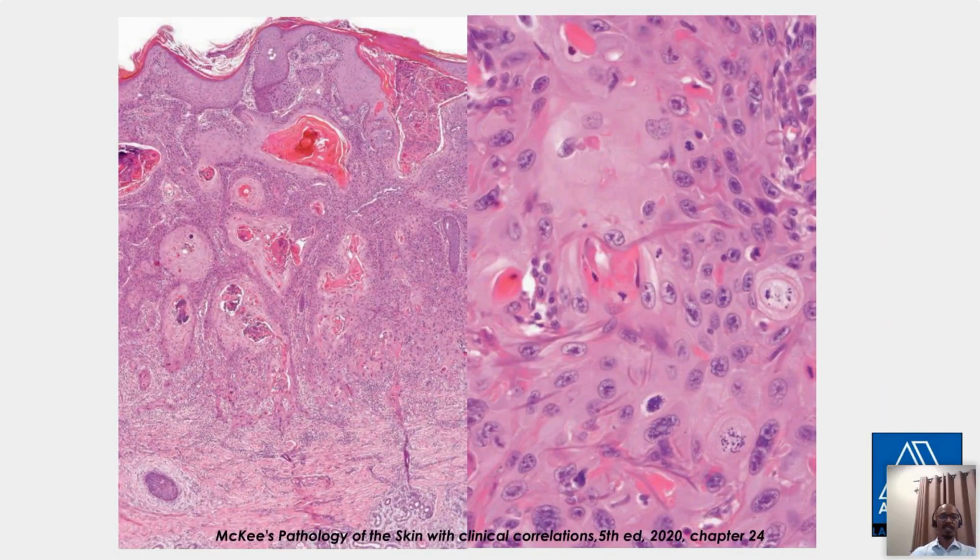With SCCs, this is the typical histology. You get these infiltrative cords and lobules that are extending into the dermis with atypical squamous-looking cells and keratinization.